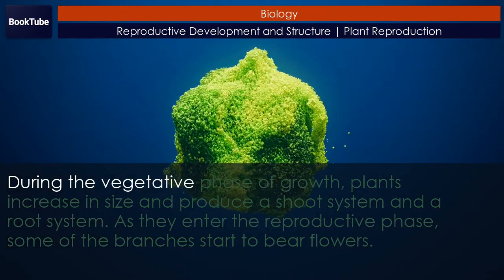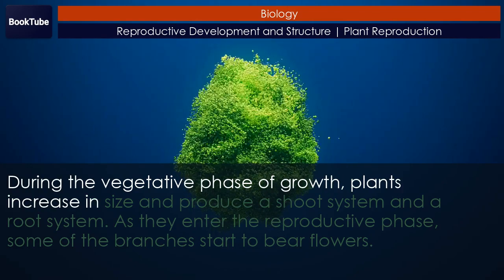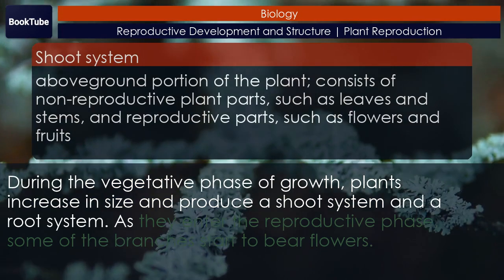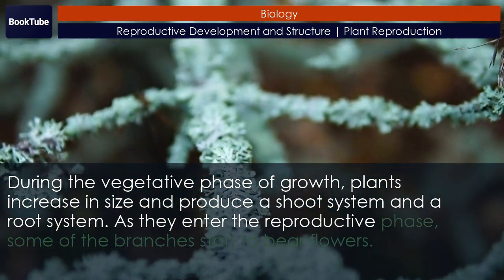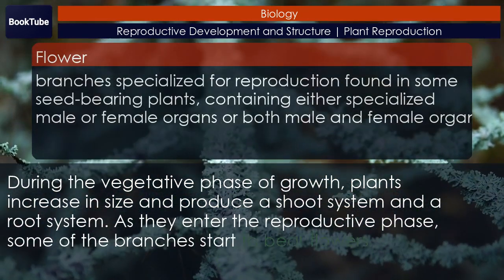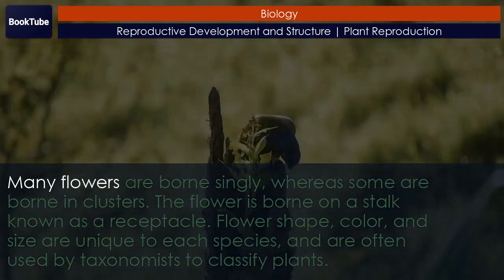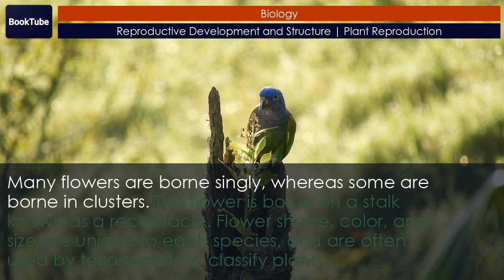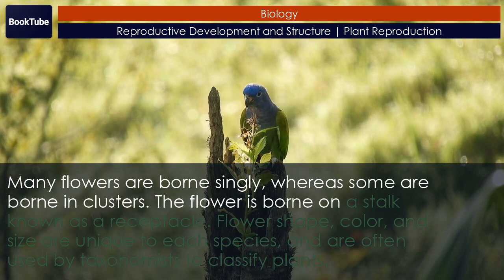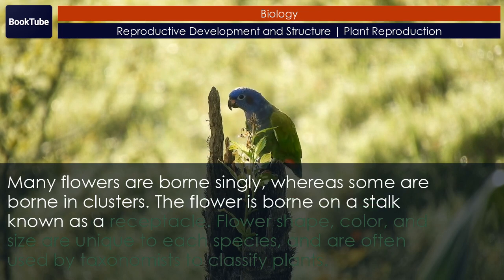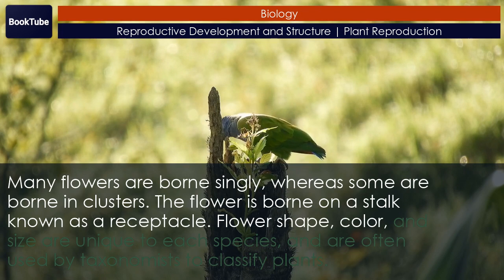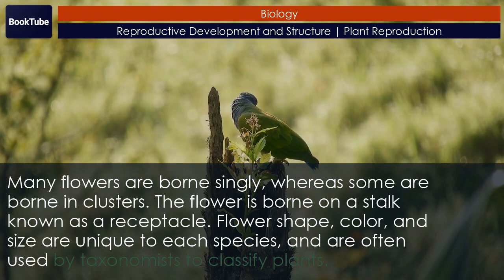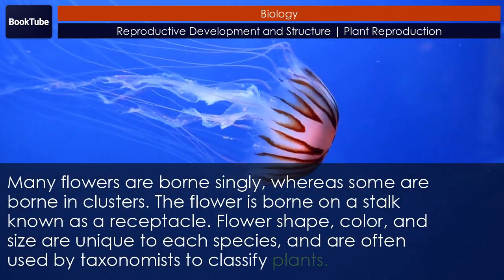During the vegetative phase of growth, plants increase in size and produce a shoot system and a root system. As they enter the reproductive phase, some of the branches start to bear flowers. Many flowers are borne singly, whereas some are borne in clusters. The flower is borne on a stalk known as a receptacle. Flower shape, color, and size are unique to each species, and are often used by taxonomists to classify plants.